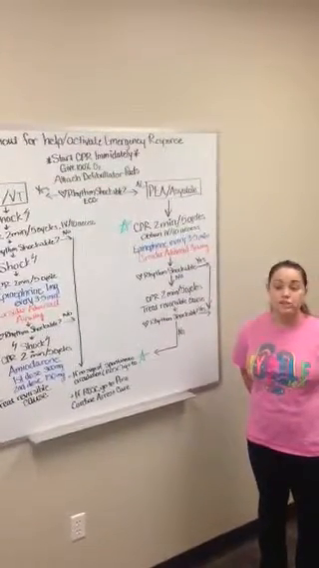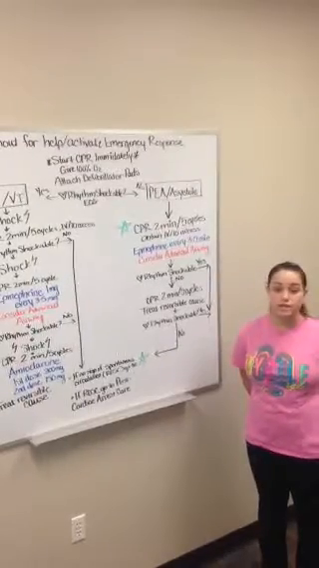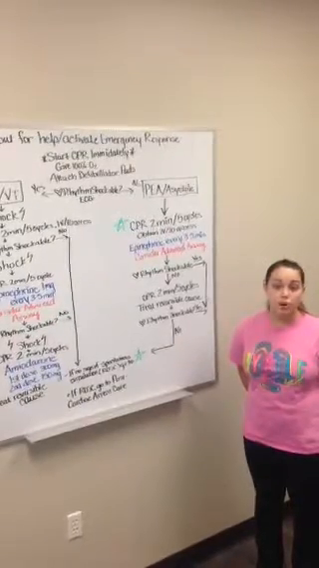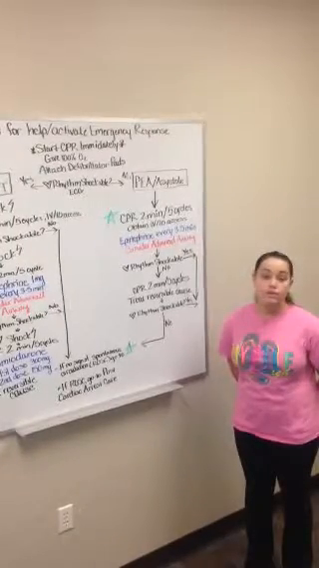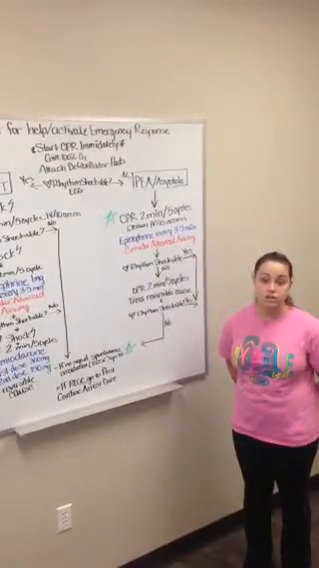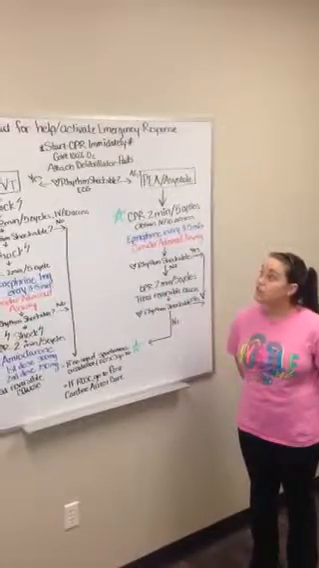As soon as you determine that your patient is in a pulseless cardiac arrest, you're going to immediately start CPR. You will do a 30 compressions to 2 breath ratio. You will give the breaths on 100% oxygen. Then you will attach the defibrillator pads.